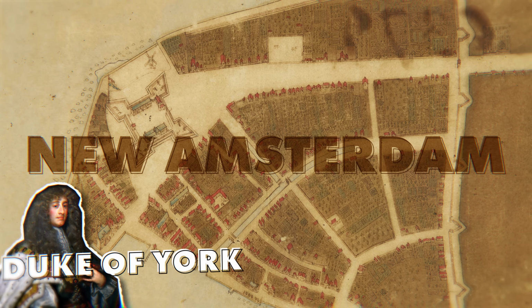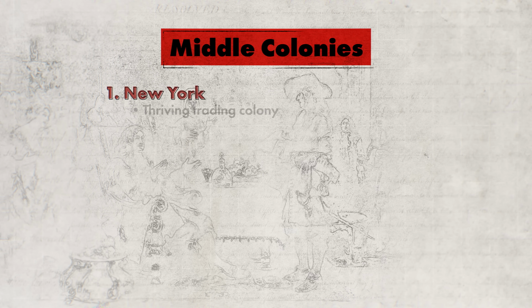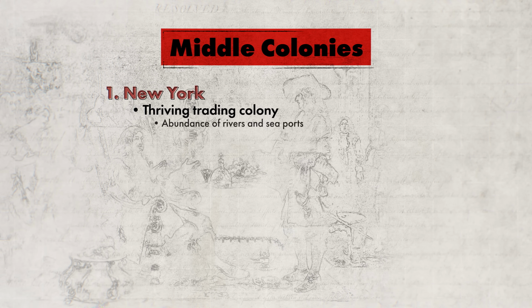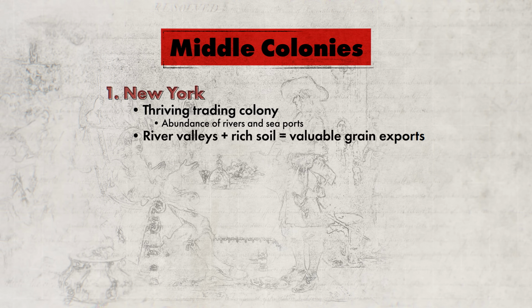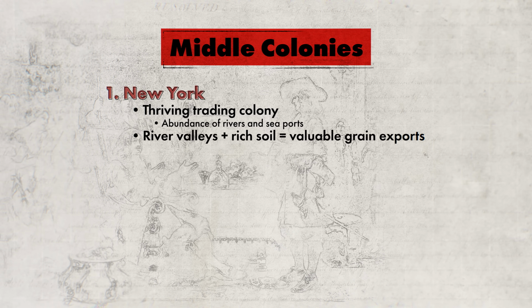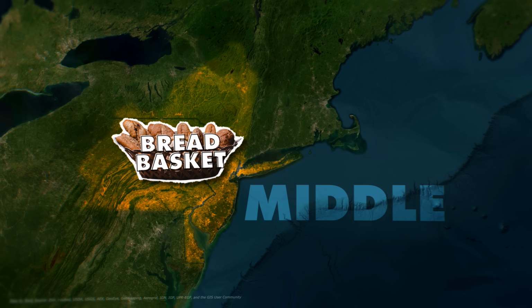And the whole reason I'm flapping my mouth hole about all of that is because once the British King Charles II decided to send the Duke of York to York the colony out of Dutch hands for the British, a lot of that cultural and economic character stayed with it. So New York became a thriving trading colony on account of its abundance of rivers and natural seaports. And because their geography included river valleys with rich soil, unlike the New England colonies, New York made metric buttloads of money by exporting grain. That's why this whole region became known as the bread basket.